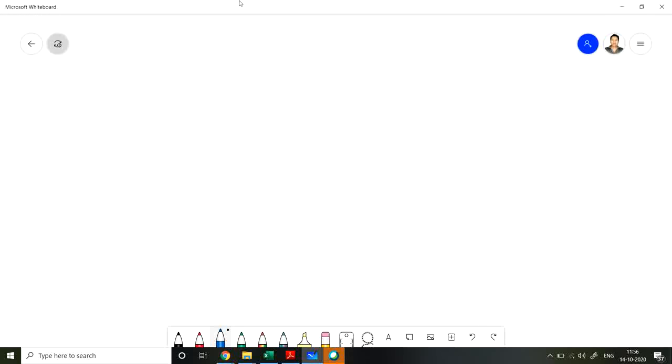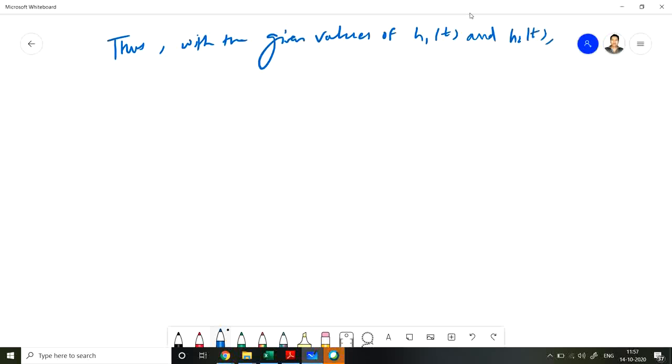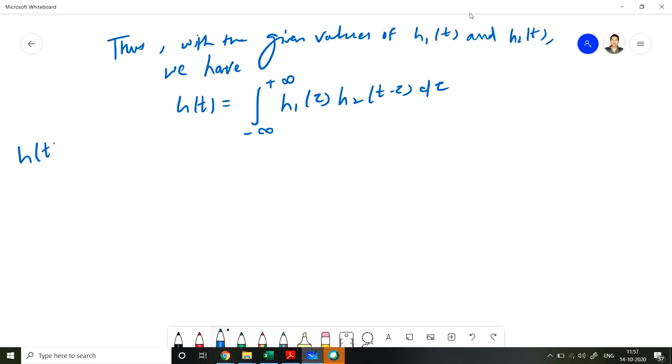So thus we get, with the given values of h1(t) and h2(t), h(t) is equal to the integral from minus infinity to plus infinity of h1(tau) h2(t minus tau) d tau, because h(t) is the convolution of h1(t) and h2(t).